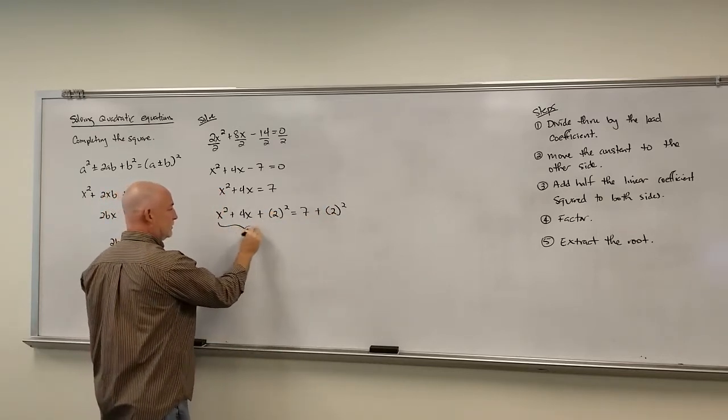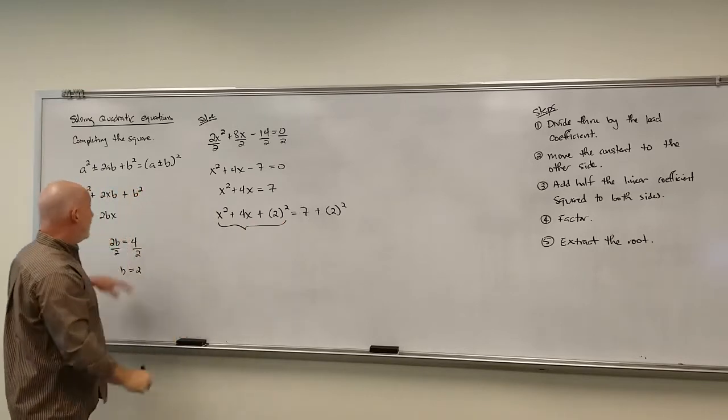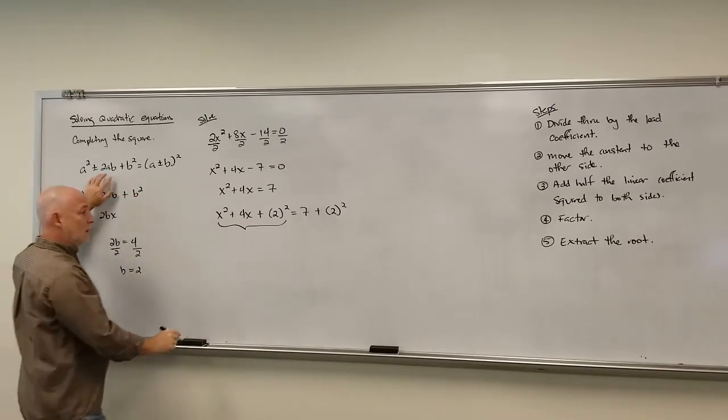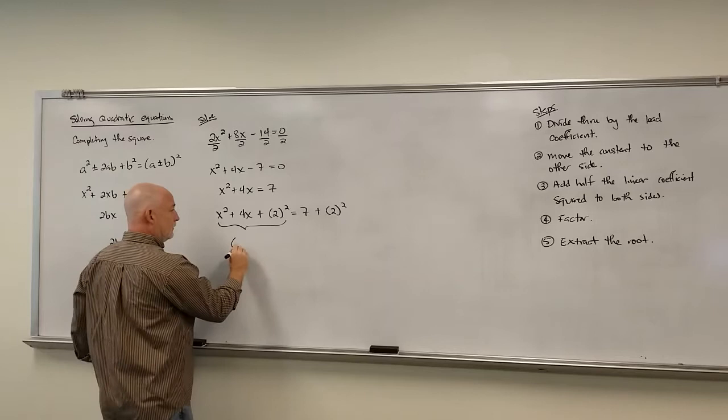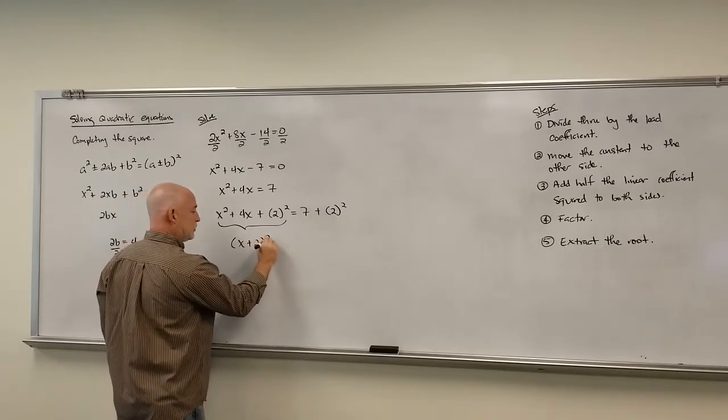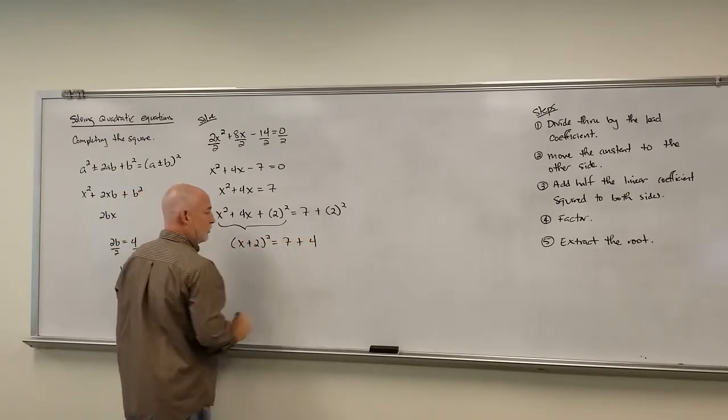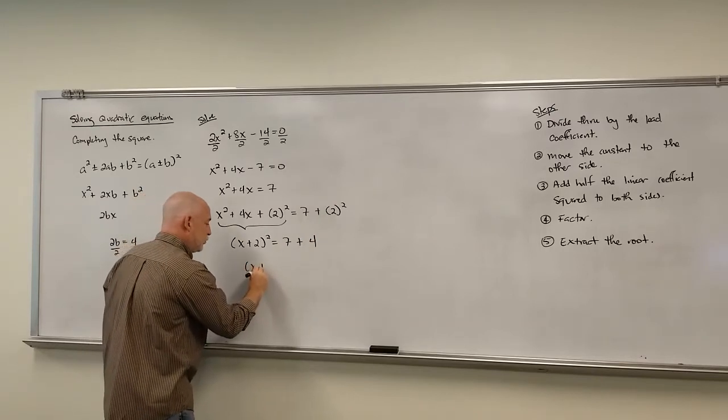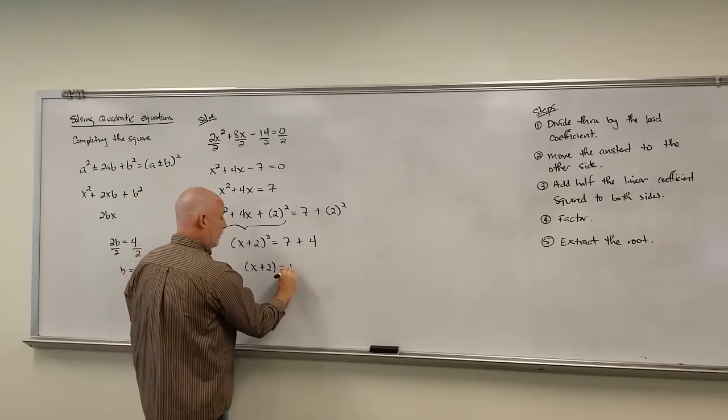Now, the reason we do this is now this factors, and we know it factors because we made it factor using our perfect square trinomials here. This factors to x plus 2 squared. Now, on the other side, we just got to work out what those numbers are. So we have x plus 2 squared is equal to, what's that going to be, 11.